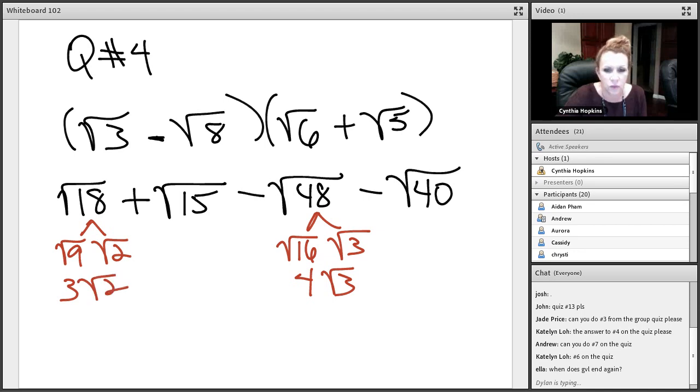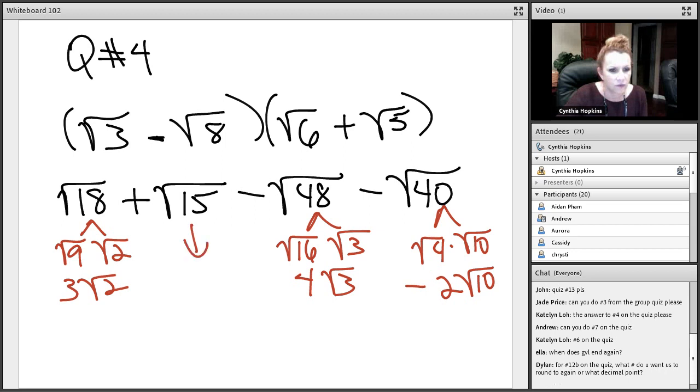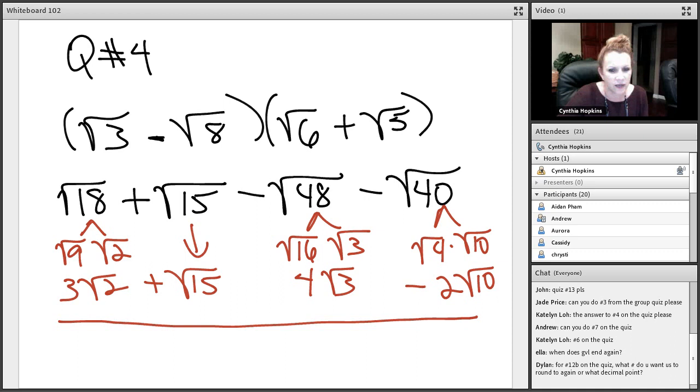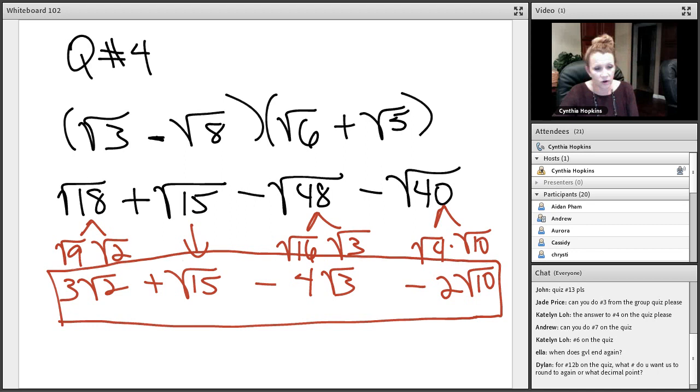And let's talk about square root of 40. I see that I have the square root of 4 times the square root of 10. And so here I get minus 2 the square root of 10. By the way, I don't want to forget about this, plus the square root of 15. And so this is my final answer. And there was a minus sign here. And isn't that just kind of dissatisfying? Not one single term can be combined with another. There are no like terms in this. So that's your final answer.